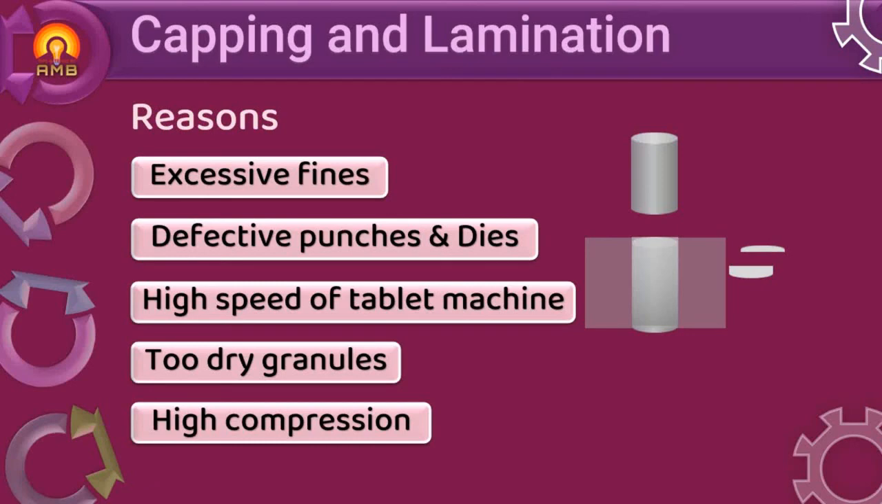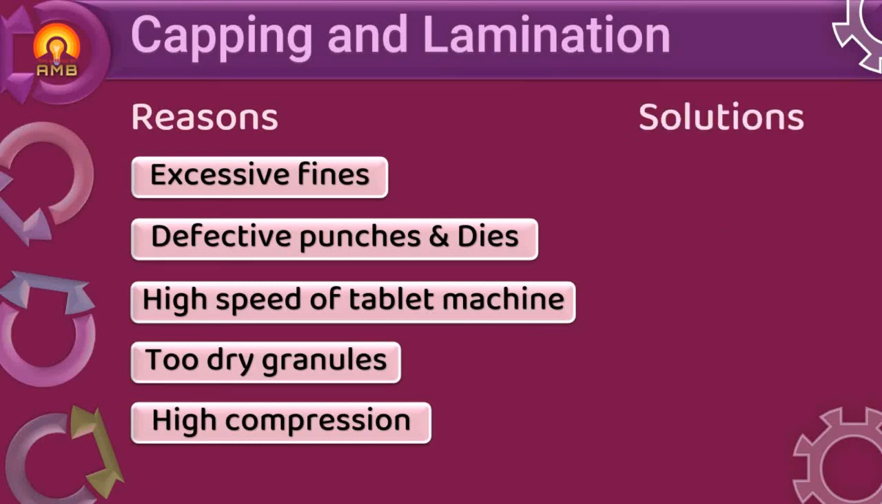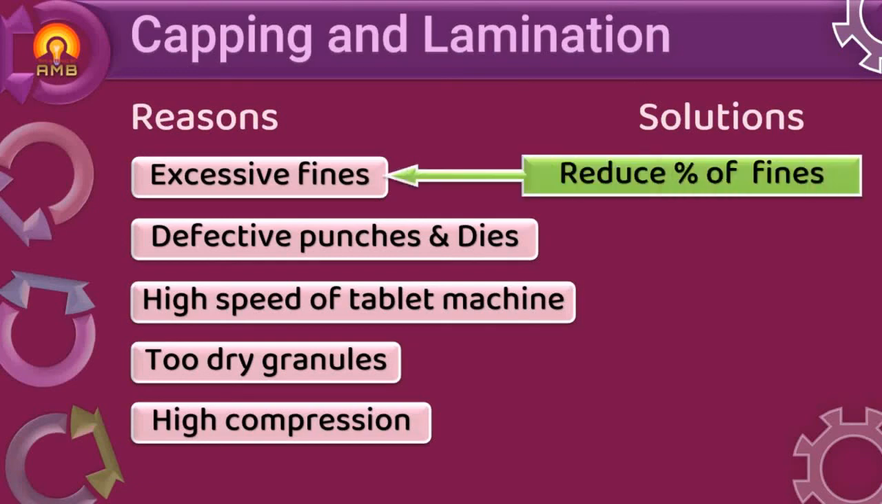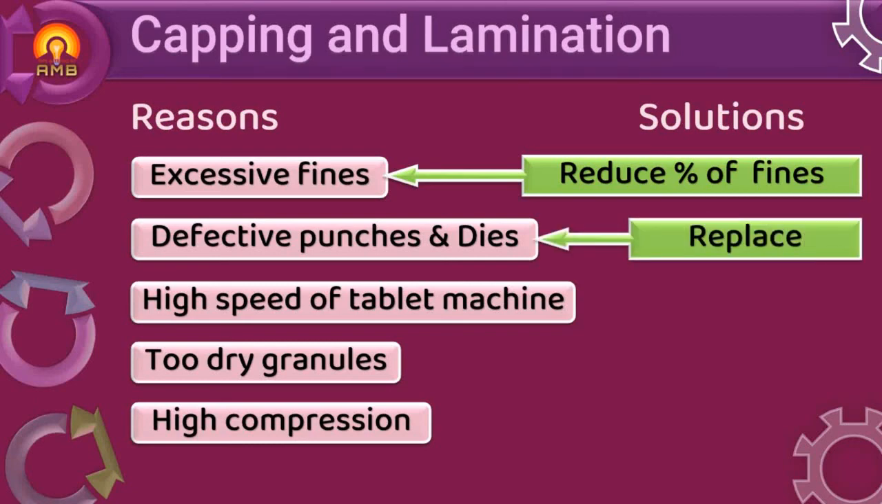Capping and lamination can be corrected in the following ways. First, by reducing the percentage of fines in the granules, we can prevent capping or lamination. We can also prevent capping and lamination by setting the dies and punches properly, and if defective, replacing them or buffing or polishing them before use.